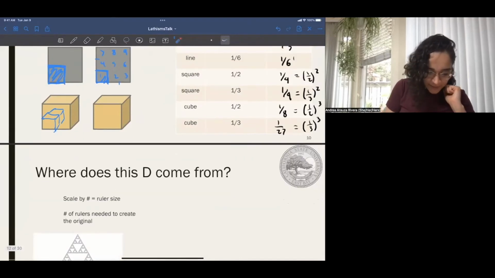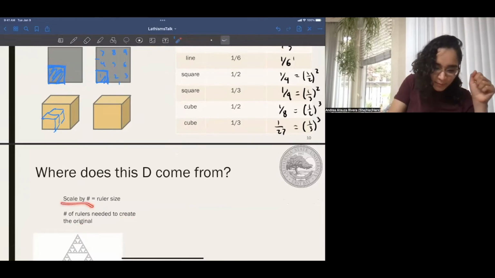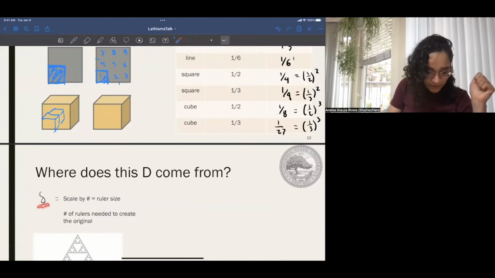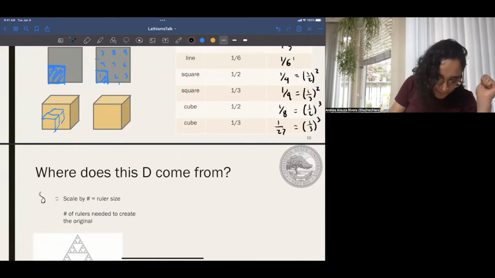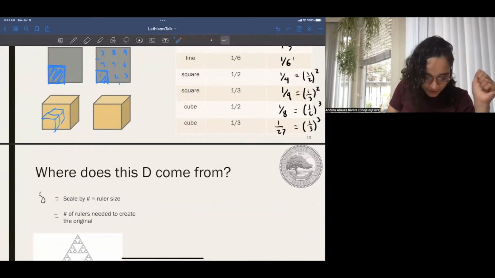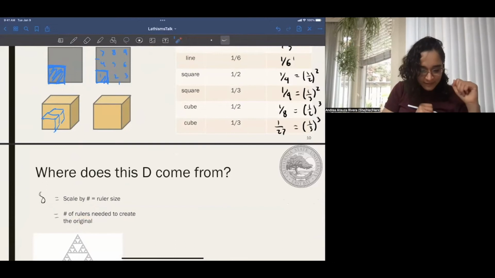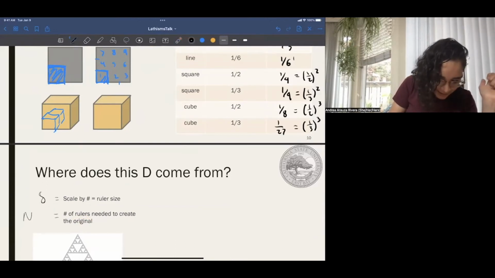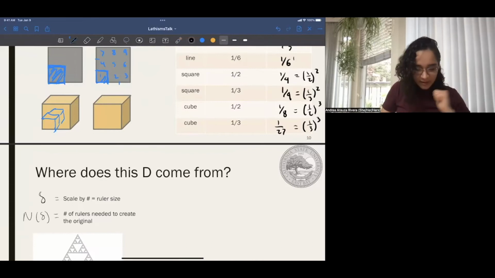So that's the number of these rulers, right? These little smaller scaled shapes, the number of these that I need to create the original. So for these scale-by numbers, I'm going to call this delta. Okay, so this is like my 1/2, my 1/3, my 1/6. And the number of these scaled copies of the set that I need to create the original, let's call this n of delta. Okay, so it's going to depend on delta.